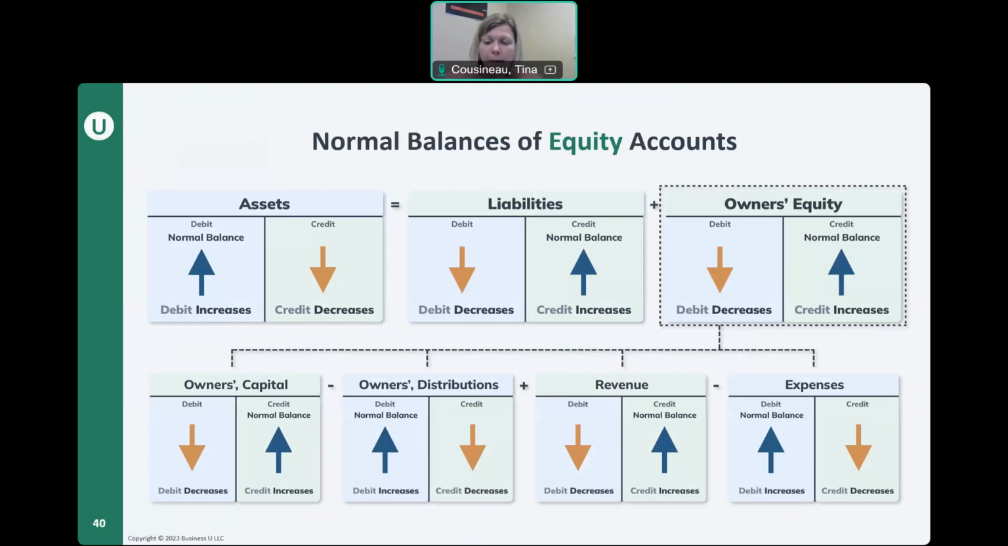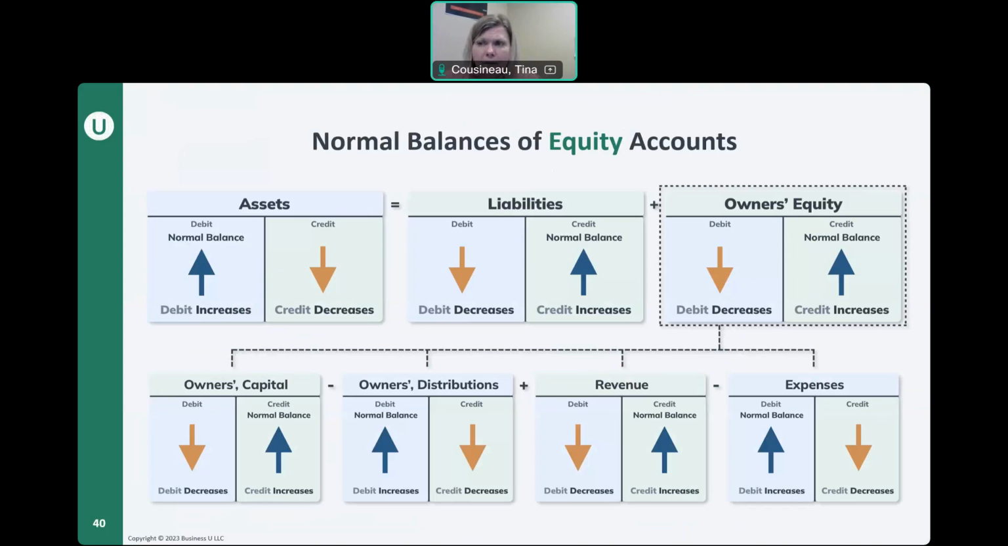Revenue and expenses are opposites, so they have opposite balances. However, it helps you to remember this is the best way. We always start with the accounting equation. Assets equal liabilities plus owner's equity. Assets are on the left. They have a debit balance. Liabilities and owner's equity are on the right. They have a credit balance.